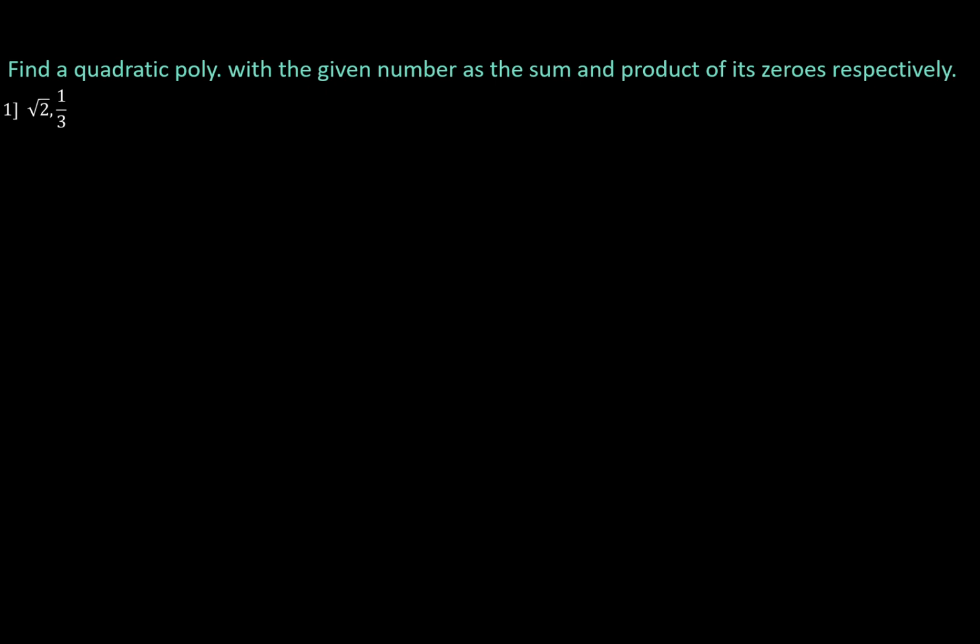Find a quadratic polynomial with a given number as the sum and product of its zeros respectively. So now here we have alpha times beta as under root 2 and... wait, sum is first, so yeah. We have alpha plus beta first and alpha into beta second, which is 1 by 3. And we know that alpha plus beta is minus b by a and alpha into beta is c by a.